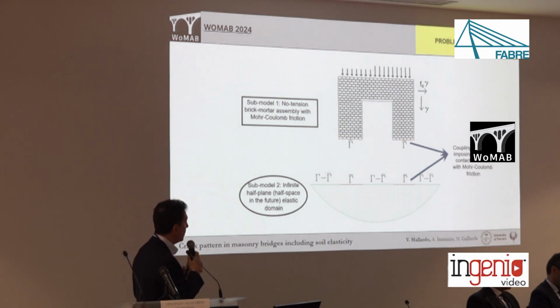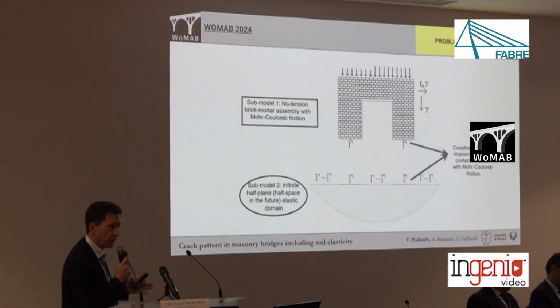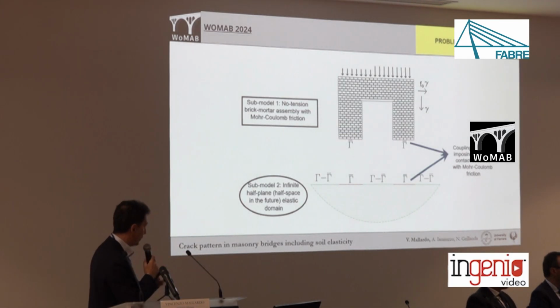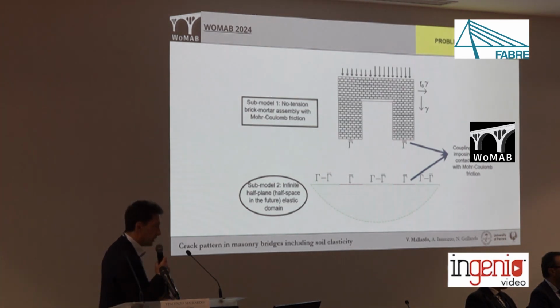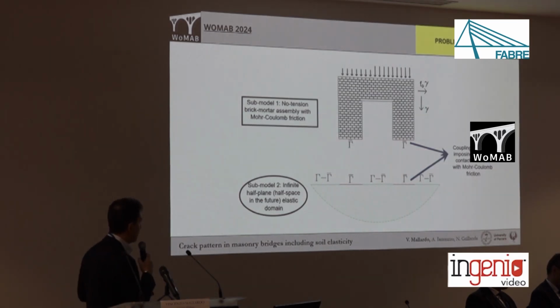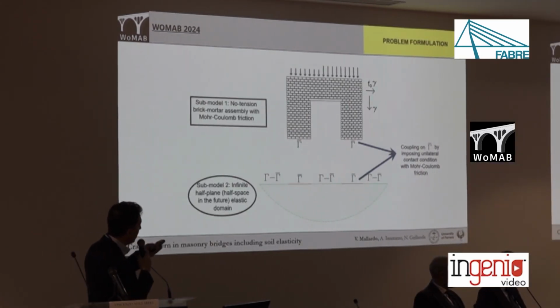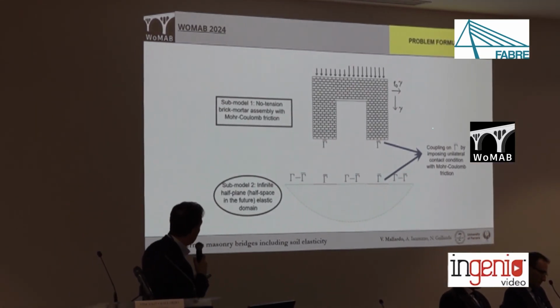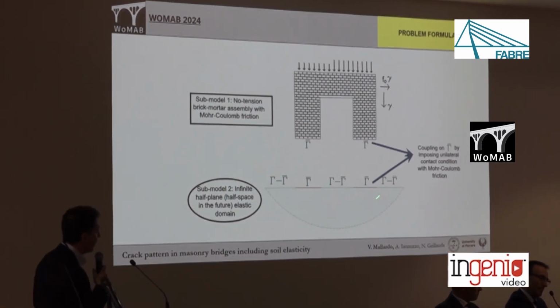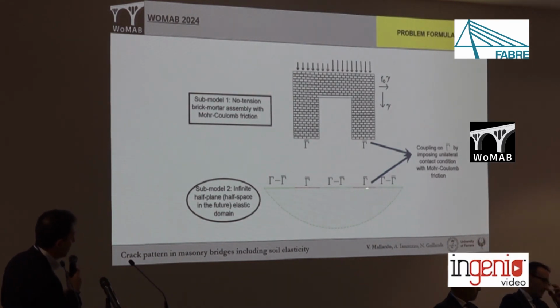The numerical implementation is two-dimensional, but the approach is quite general, can be three-dimensional, and can also be orthotropic, not only isotropic, and also for elastic, for instance. But at the moment, the numerical implementation is developed for the elastic case. The two models need to be coupled along the common interface, which is the interface where the measure rests on the soil. And here the interface also must take into account the unilateral contact condition between the two models and also Mohr-Coulomb friction.